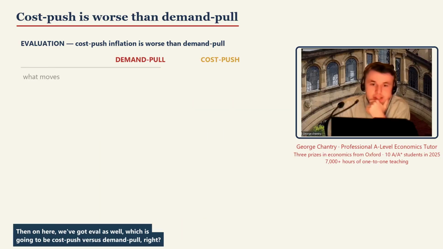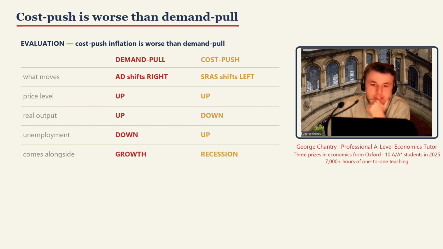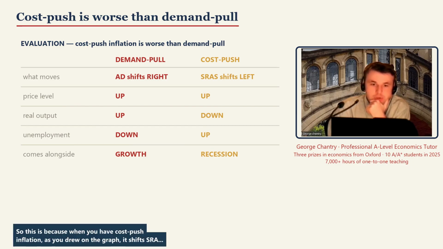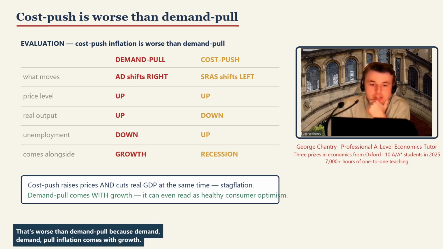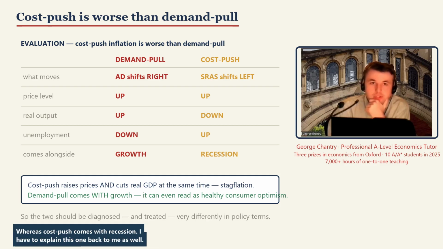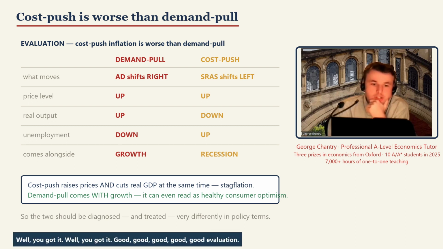then on here we've got evaluation as well, which is going to be cost push versus demand pull, right? So if I take you down here, you can say that cost push inflation comes alongside a recession, right? This is because when you have cost push inflation, as you drew on the graph, it shifts SRAS which way? That's right. So therefore, that causes a recession. That's worse than demand pull because demand pull inflation comes with growth. Is that right? So demand pull inflation is better than cost push because demand pull comes with growth, whereas cost push comes with recession. You have to explain this one back to me as well. You got it. Good. Evaluate.